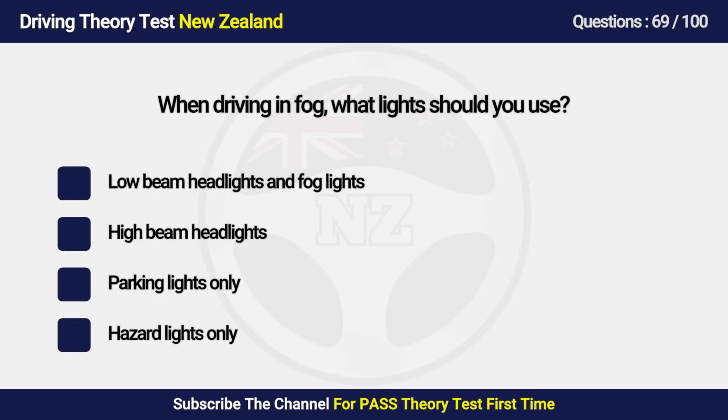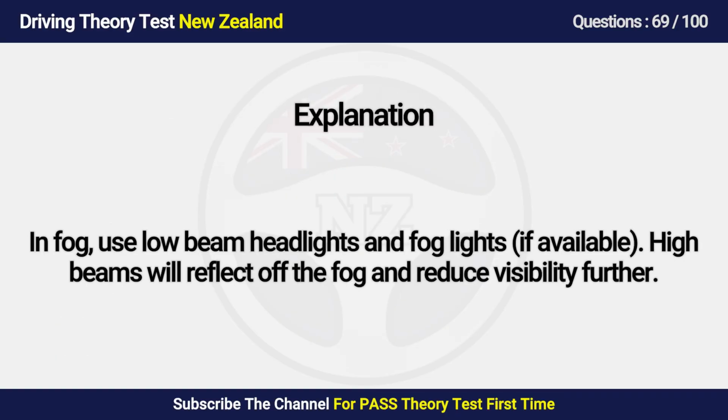Question 69. When driving in fog, what lights should you use? A. Low beam headlights and fog lights. B. High beam headlights. C. Parking lights only. D. Hazard lights only. Answer is A. Low beam headlights and fog lights. In fog, use low beam headlights and fog lights if available. High beams will reflect off the fog and reduce visibility further.